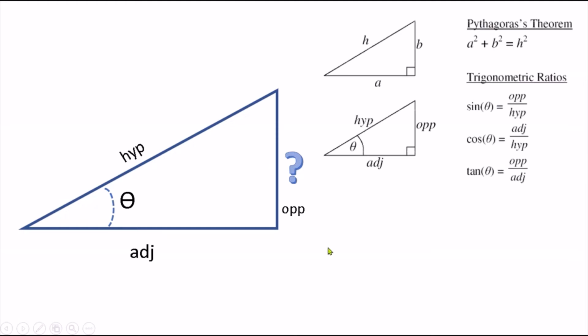Most of you must have learned the Pythagoras theorem in your school days: a square plus b square is equal to h square, and also the trigonometric ratios. We will be using the last formula, tan theta is equal to opposite by adjacent side, and we can rewrite that as opposite side is equal to tan theta multiplied by adjacent side.